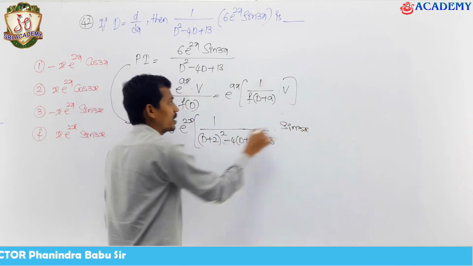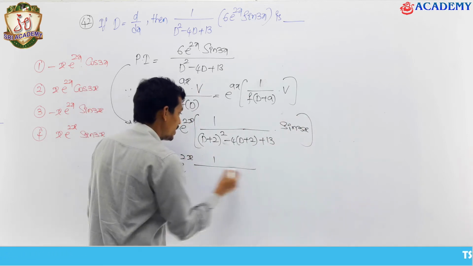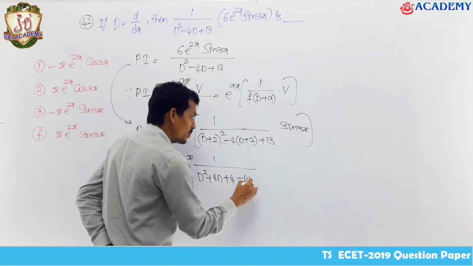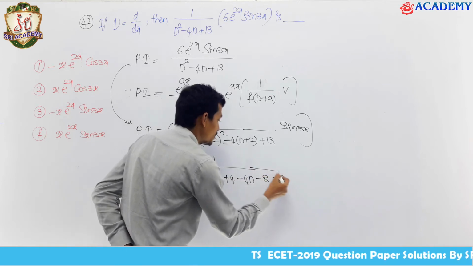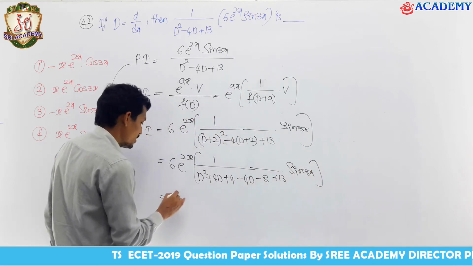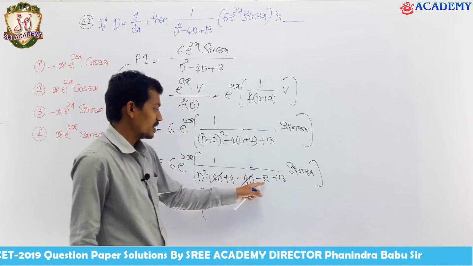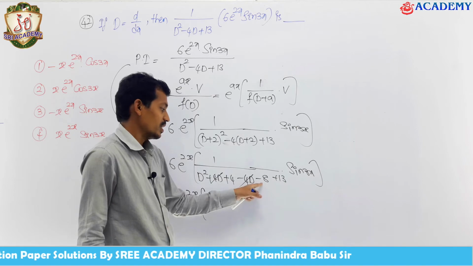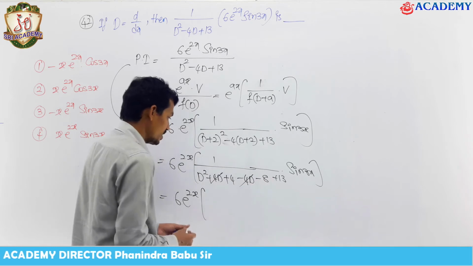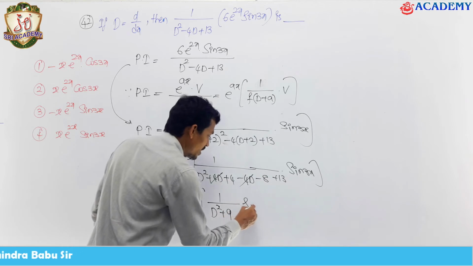Now we will apply here: 6 e power 2x into 1 divided by d square plus 4d plus 4 minus 4d minus 8 plus 13, into sin 3x. Now simplify this: 4d minus 4d gets cancelled, and 4 minus 8 plus 13 is nothing but 9. So it is 6 e power 2x into 1 by d square plus 9, into sin 3x.